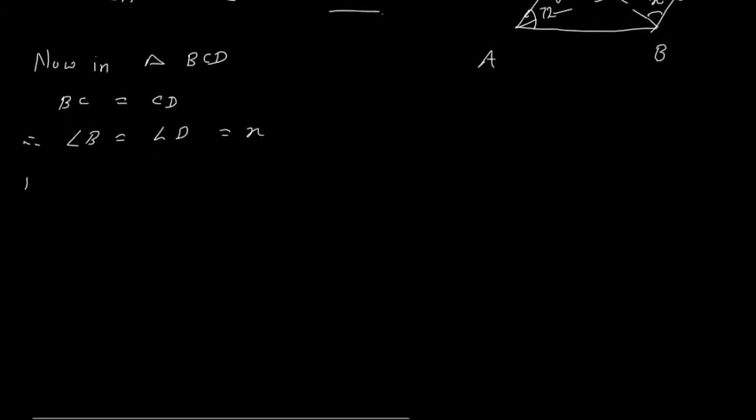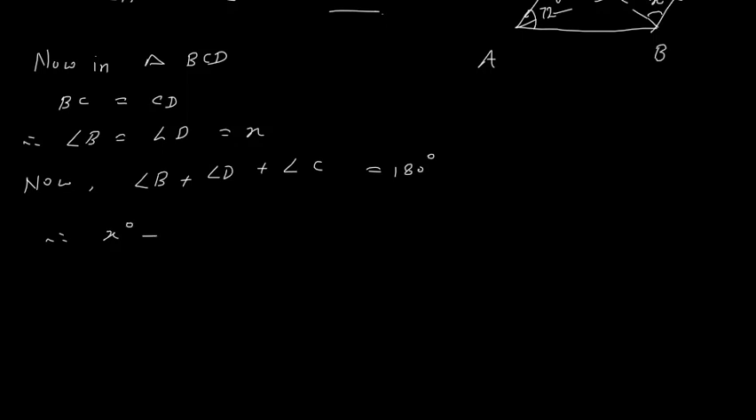Now we have angle B plus angle D plus angle C in triangle BCD. Angle B plus D plus C equals 180 degrees, the sum of all angles of a triangle. So angle B is x, angle D is x, and angle C is 72 degrees. So the sum of all these three is 180 degrees.